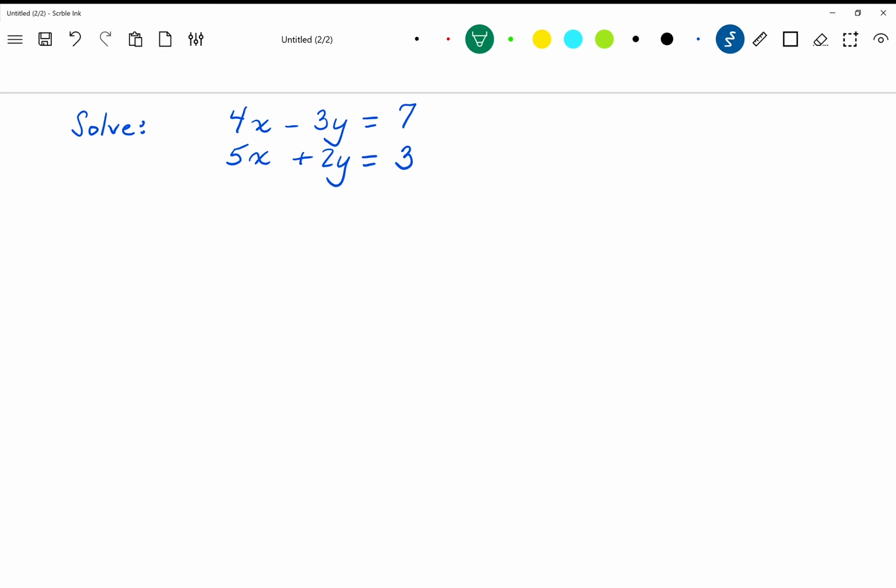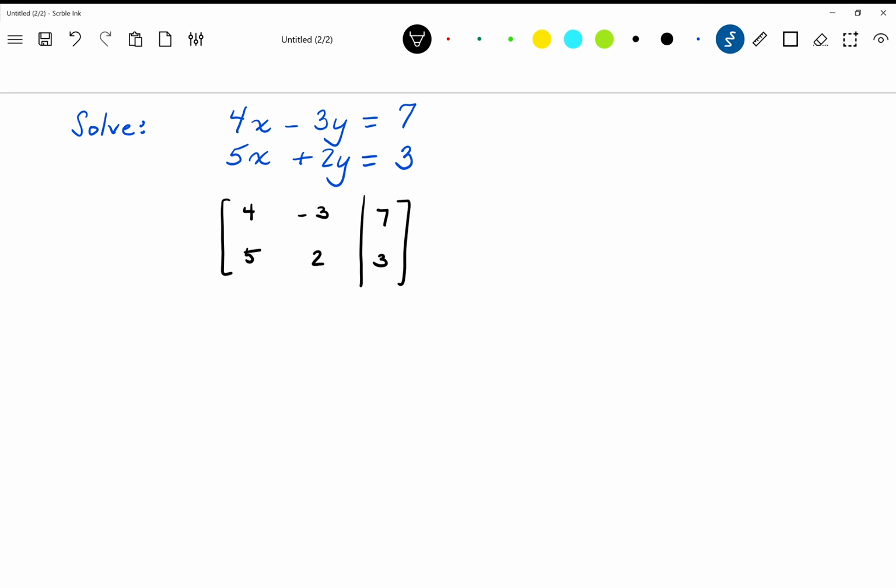Okay, so what we have here is another example of a system of equations, and what we're going to do is solve it using the Gauss Jordan elimination method. So the first thing I'm going to do is to write the augmented matrix that corresponds to this system. So I'm going to have 4, -3, and I'm going to put a line where the equal sign would be, and that's going to be a 7. And then we have 5, 2, 3.